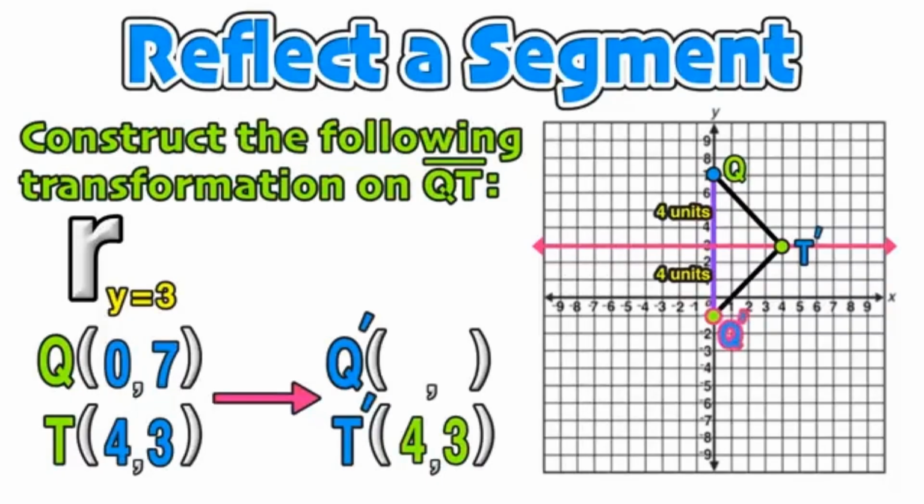Finally, we can construct line segment Q prime, T prime, and identify the coordinates of Q prime at 0, negative 1.